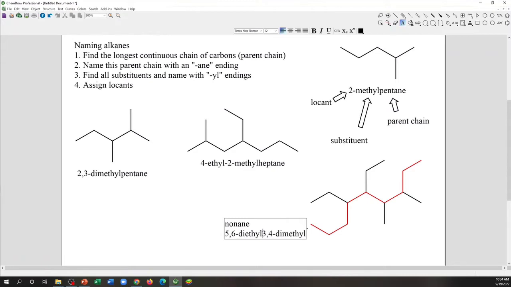And numbers and letters are always separated by hyphens. Numbers and numbers are separated by commas. And then dimethyl, and now the nonane just goes on the end, and there are no spaces in these. Letters are not separated from letters. So here is the correct name for this compound right here.